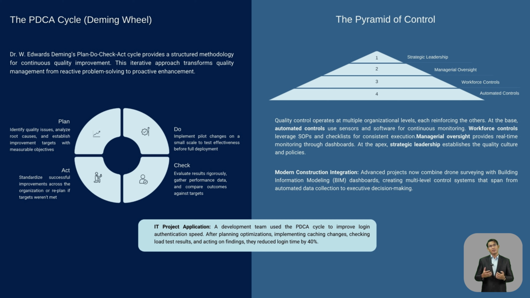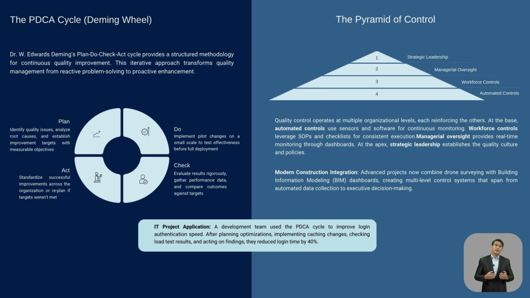The PDCA cycle, or Plan, Do, Check, and Act. The PDCA cycle, also called the Deming wheel or Shewhart cycle, is a powerful continuous improvement framework. The first one is Plan: identify quality issues and plan improvement actions. Do: implement the plan. Check: monitor the results. And Act: standardize the success or adjust the approach.